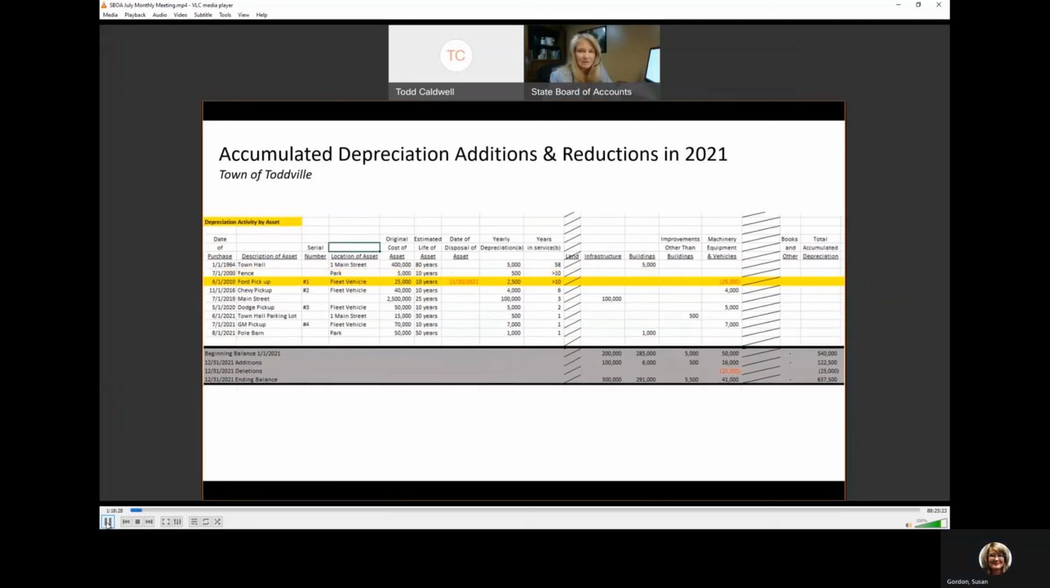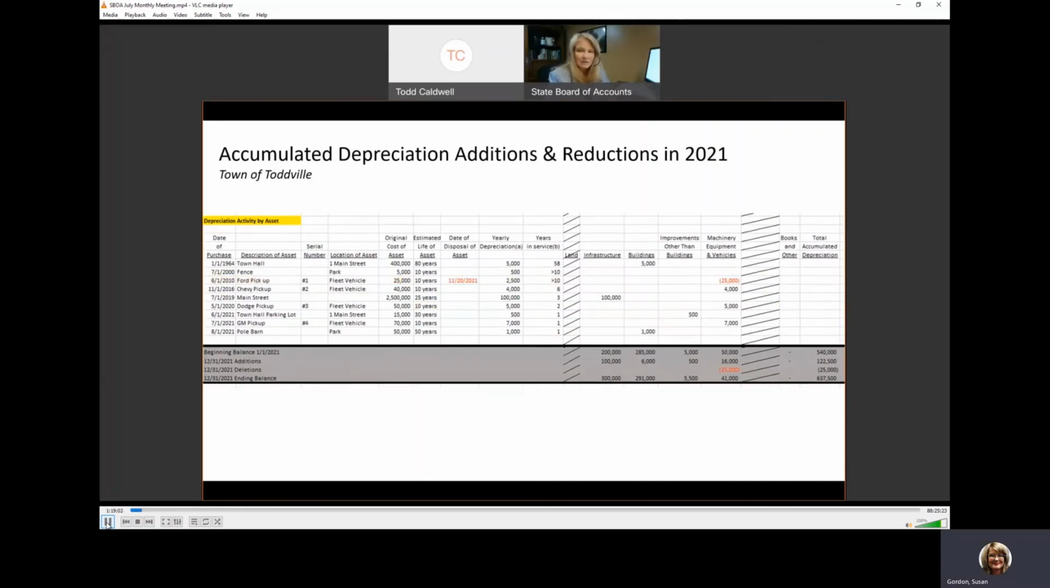Next slide. I also wanted to point out to you the Ford pickup that we sold in 2021. Remember that I am removing the amount of accumulated depreciation associated with that asset. In this case, it was fully depreciated, so I'm going to remove all $25,000 of accumulated depreciation as a reduction in accumulated depreciation for 2021. And I'm going to show that in the machinery and equipment section. So next slide. Okay, good.